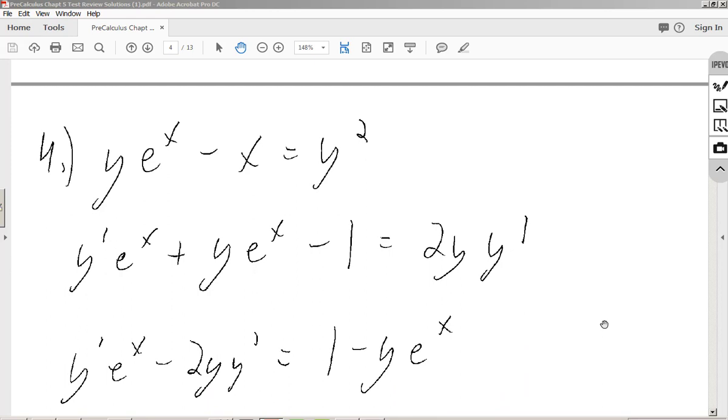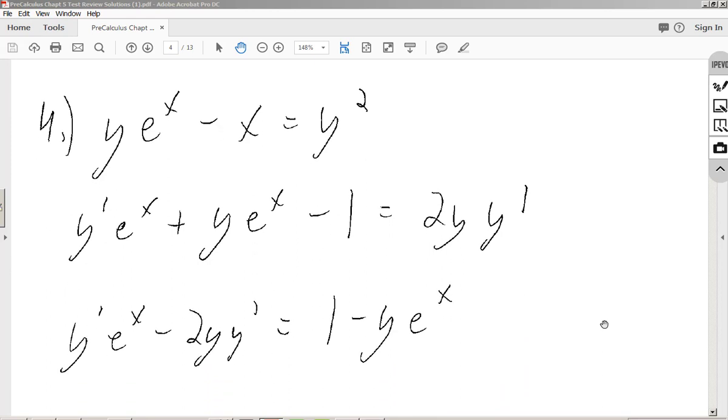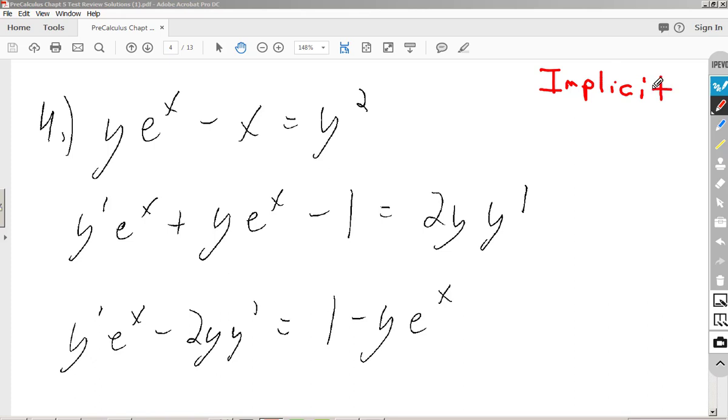It says that I have y times e to the x minus x all equals y squared. So the first thing I do note is that this equation is not solved for y, so I'm going to have to use my implicit differentiation rule. My implicit differentiation rule just says every time I take the derivative of something that starts with a y, I have to write y prime. So this is an implicit derivative that I'm taking right here.